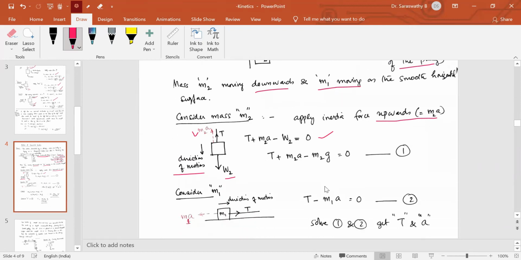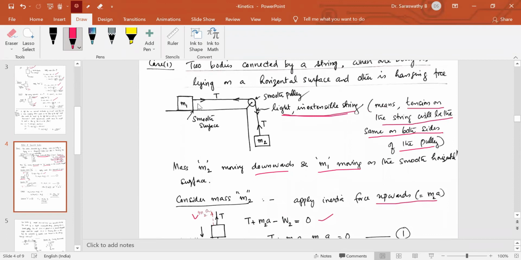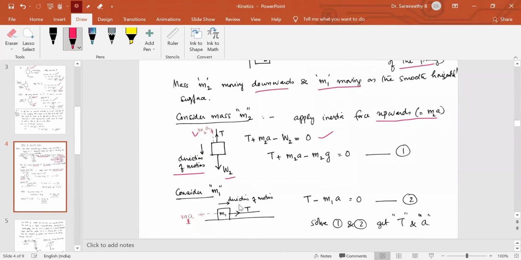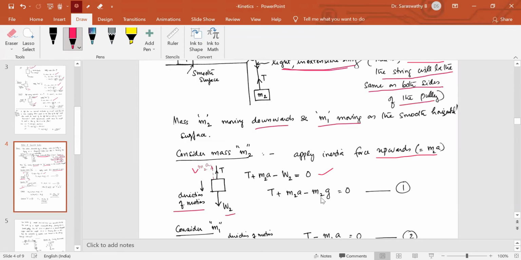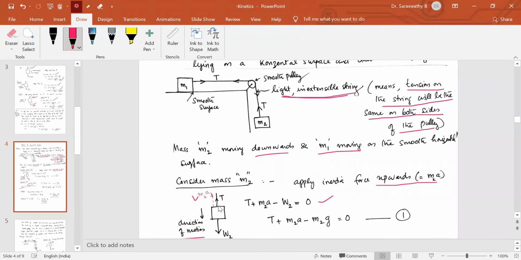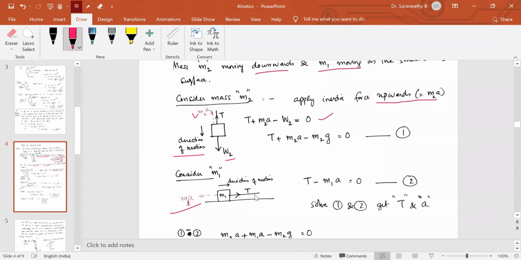One equation. In the second part, consider this mass m1. Only one force, the tension in the string, is acting towards right. This is the direction of motion, it moves towards right. So you apply the inertia force m1a opposite to the direction of motion, that is towards left. Now write down the equation, sigma H is equal to 0. Here we have written sigma V is equal to 0 because all the forces are acting in the vertical direction. Here the forces are in the horizontal direction, the applied force and the inertia force. So T minus m1a is equal to 0. Now we have two equations.